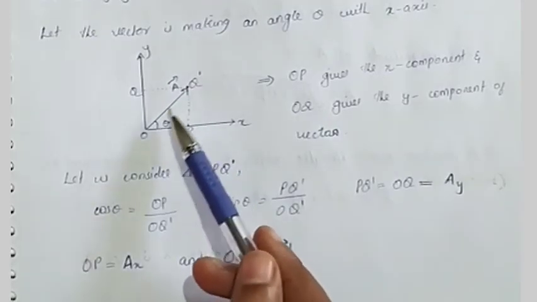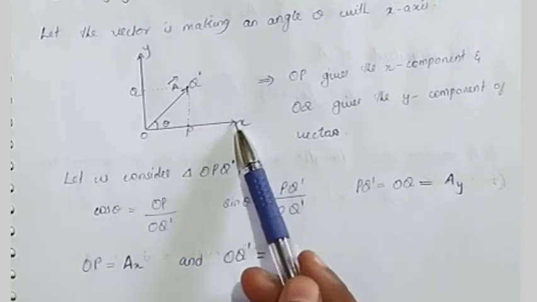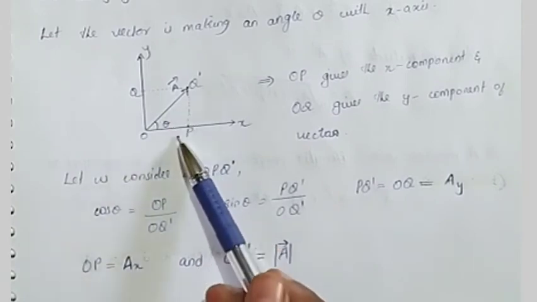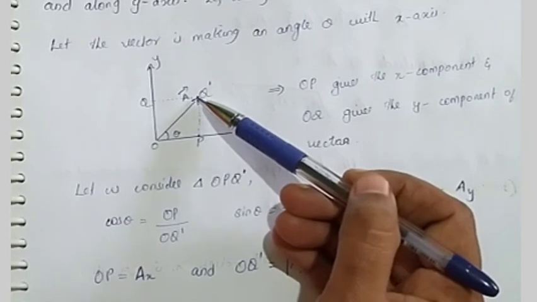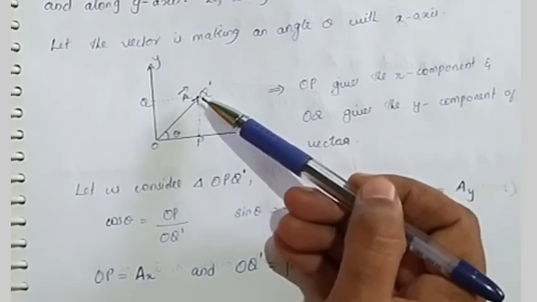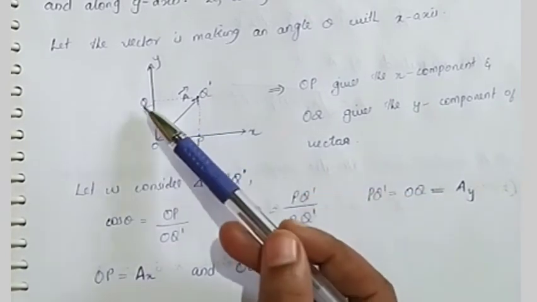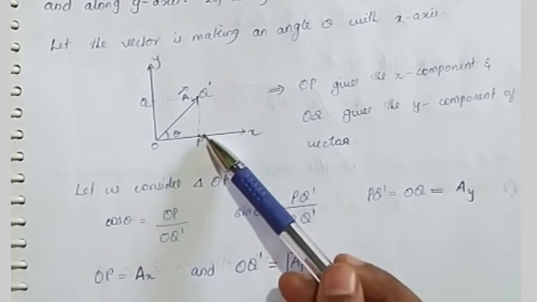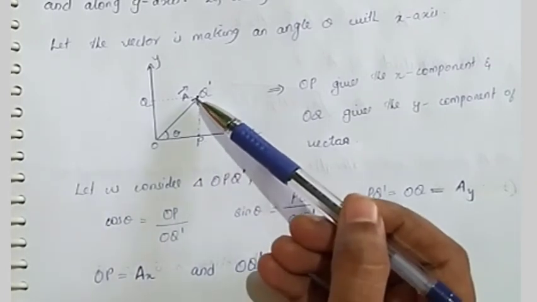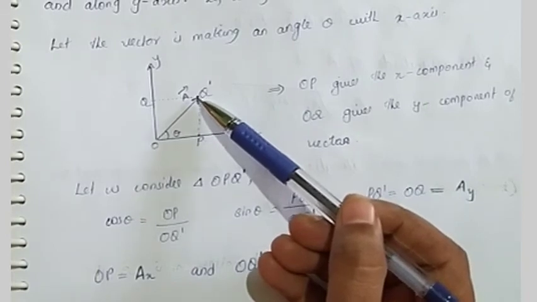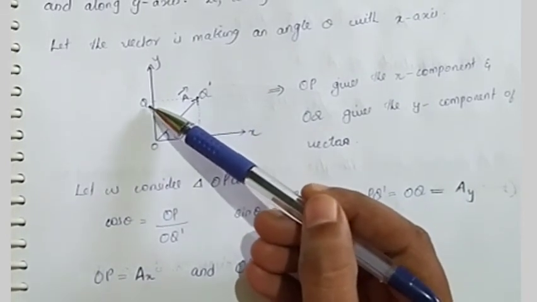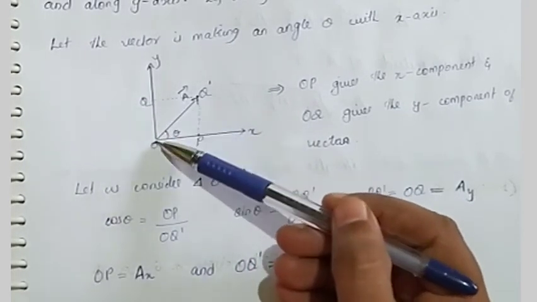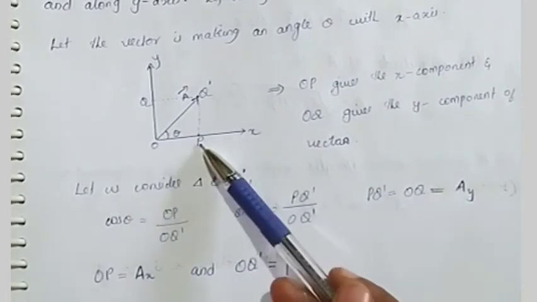Now when the vector A is making an angle theta with the x-axis and it is placed in the xy plane, we can resolve this vector into its components. For that, we draw two perpendiculars from the head of the vector A to both the x-axis and y-axis. The perpendicular from the head of vector A meets the x-axis at the point P, and the perpendicular drawn from the head of vector A meets the y-axis at the point Q. So OQ here is the y component of our vector A and OP is the x component of our vector A.